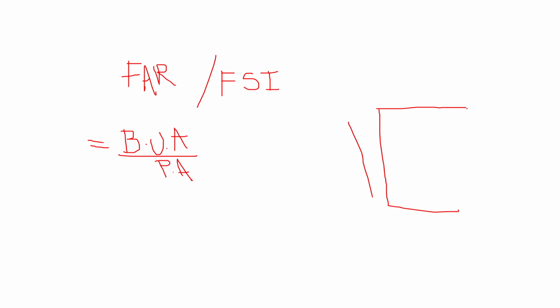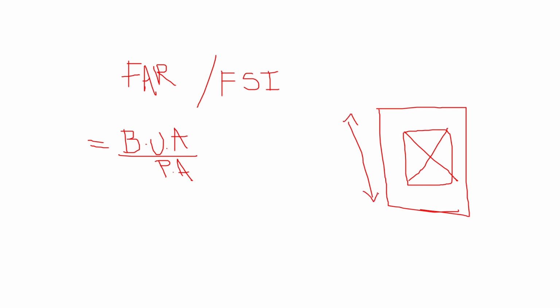Okay. So now, how do you calculate this, or what is the formula? It's basically your built-up area divided by your plot area. Okay. So let's take an example to understand how this is done. You have a particular plot on which you have a building that's there, which is the built up area. Okay, so this is your building and this is your plot.